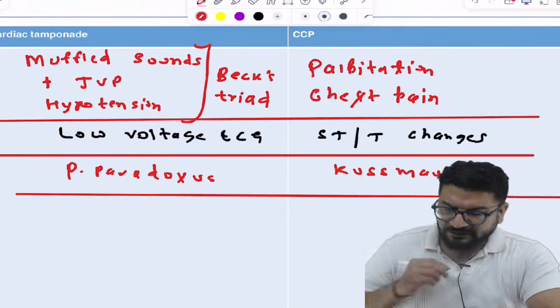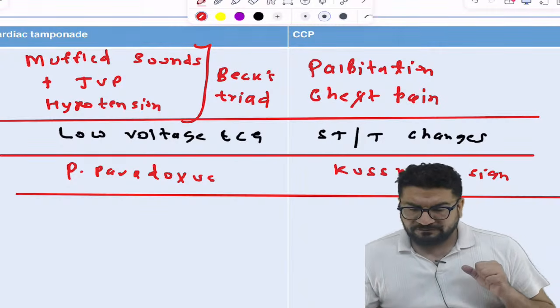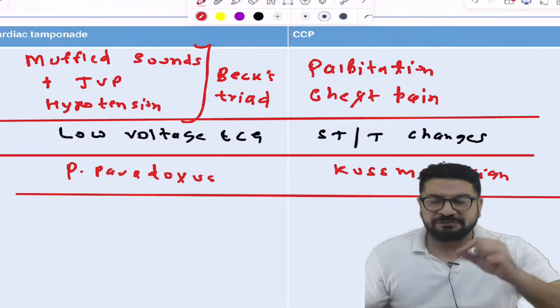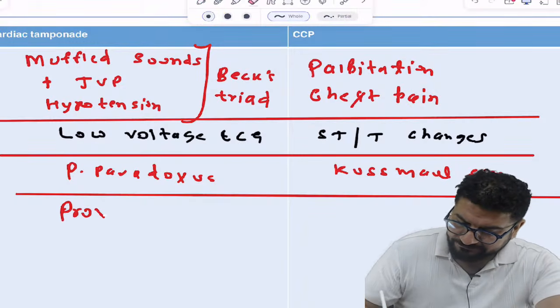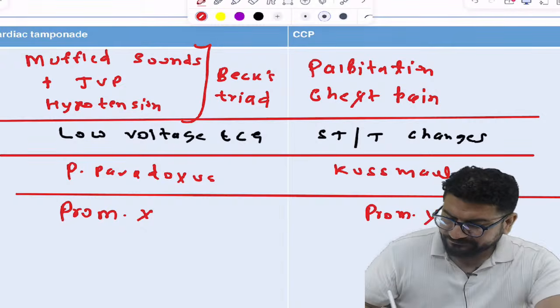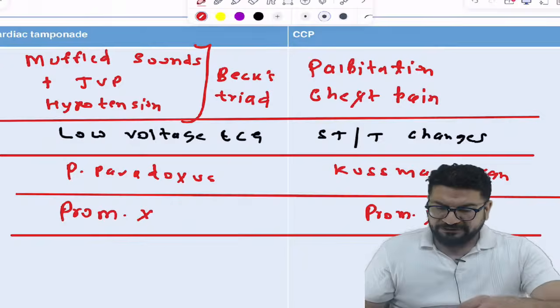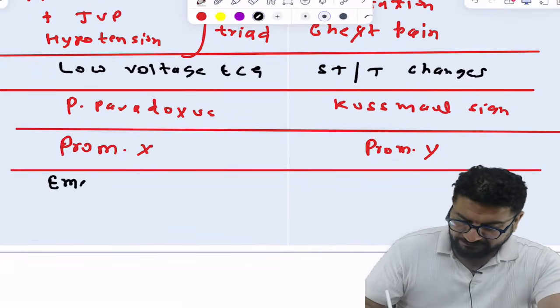Then understand, they ask you, suppose you have a patient of cardiac tamponade. In the JVP, what will they have? They will have a prominent X. Here you will find a prominent Y. So prominent X, prominent Y. Now understand, coming to treatment. Here what we'll do is emergency pericardiocentesis.